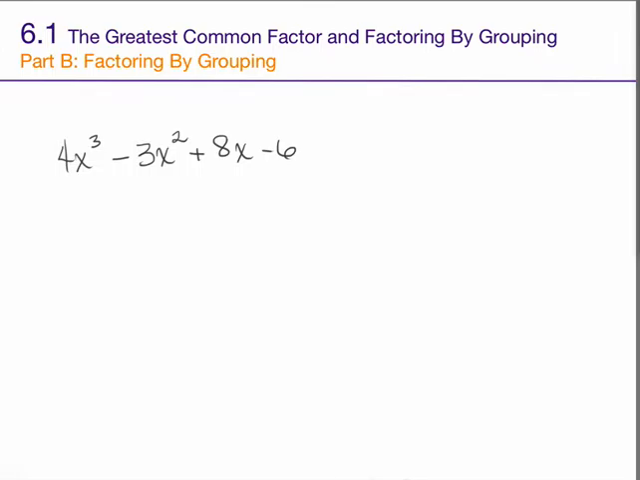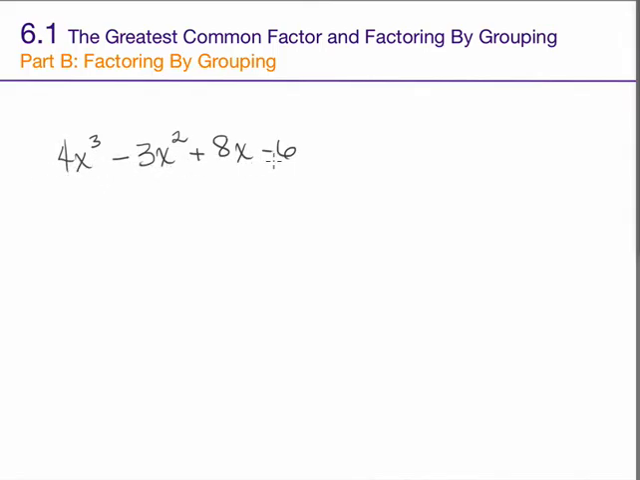I don't care for many of the examples in this section of the textbook, so I'm mostly doing problems from the exercises. This is question number 66. It looks a little different. I have an x cubed term, an x squared term, an x only term, and a no x term, a constant. We haven't done one like this before, but the process is the same.